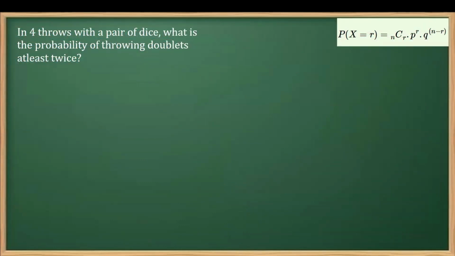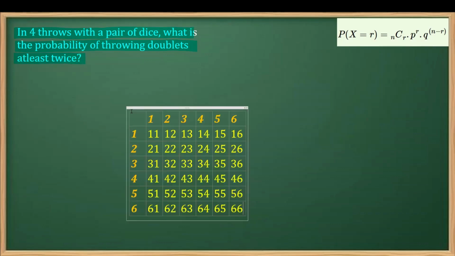In this question from the chapter probability, the question says, in 4 throws with a pair of dice, what is the probability of throwing a doublet at least twice? So if you talk about getting a doublet, if you look into the sample points, this is the sample space of throwing 2 dice together, or a pair of dice, and the doublets over here will be these: 1 1, 2 2, 3 3, 4 4, 5 5 and 6 6. So they are 6 in number, and total is 36.